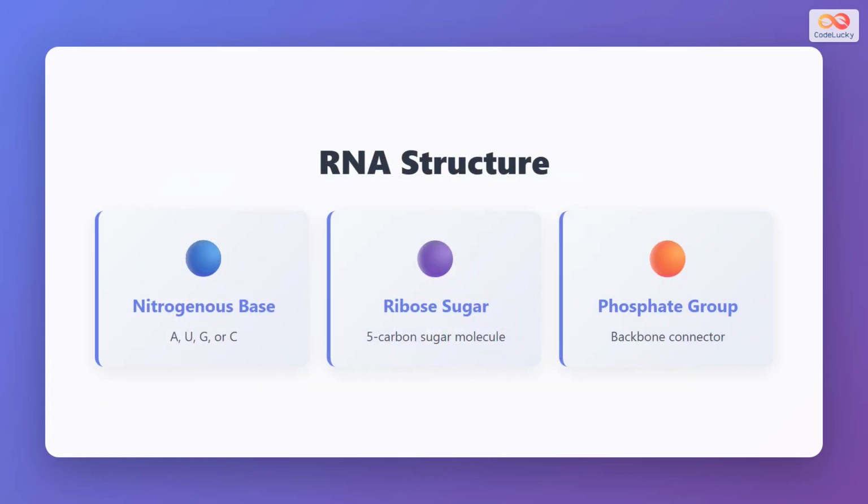Every RNA molecule is built from three key components. First, there's a nitrogenous base, which can be adenine, uracil, guanine, or cytosine. Second is the ribose sugar, a 5-carbon sugar molecule that forms the backbone of RNA. Third is the phosphate group, which connects the sugar molecules together, creating the backbone structure. These three components combine to form nucleotides, which are the building blocks of RNA.